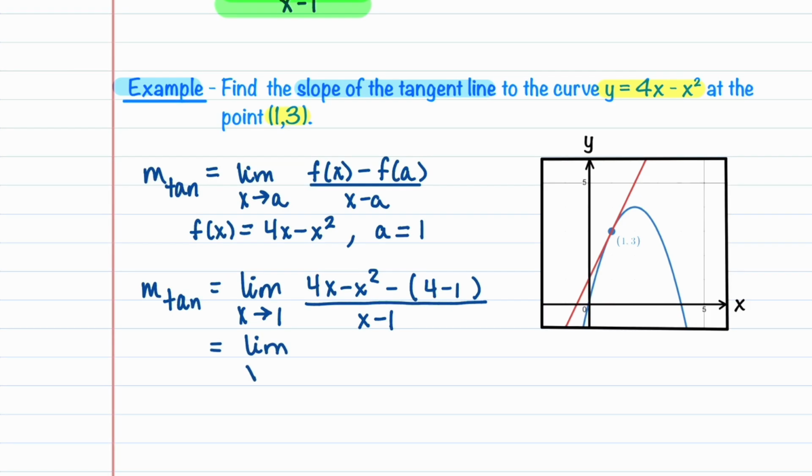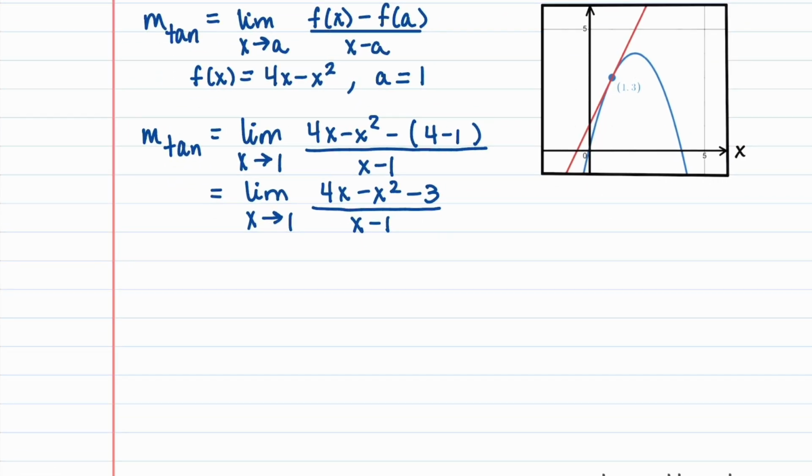Let's now simplify the numerator. This is 4x minus x squared minus 3, and we have an x minus 1 in the denominator. Looking at the numerator, we can see that we can factor it, but I think it'll be easier to factor it if we first pull out a negative. So I'm going to go ahead and do that. This is the limit as x goes to 1 of minus x squared minus 4x plus 3. See how already that looks like it's going to be easier to factor? All divided by x minus 1.